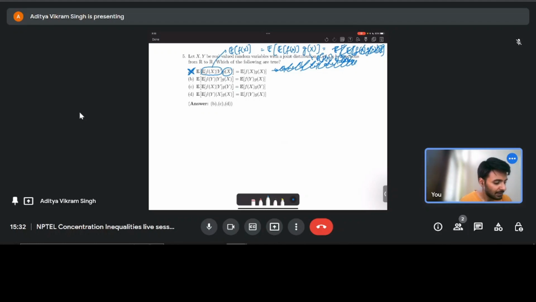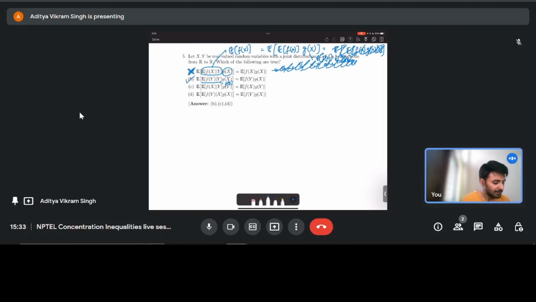B is okay. So this is the expected value of f(y) given y. Once you're given y, what is your best estimate of f(y)? It would just be f(y) because you're given y, right? So f(y) would come outside, and so we'll have the expected value of f(y) times g(x). So B is correct.